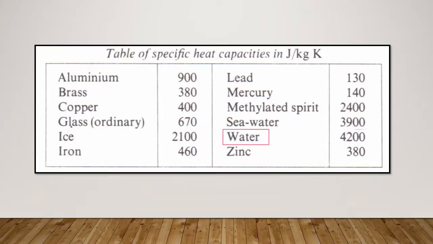Okay, now you see the copper. The value is 400. So the copper has a bit low specific heat capacity. So the copper will heat up quickly if we supply it with heat.